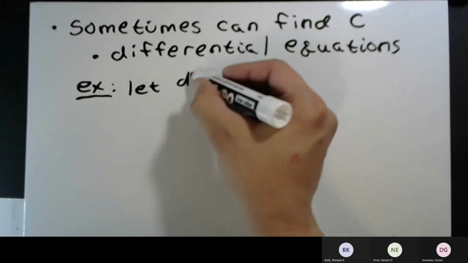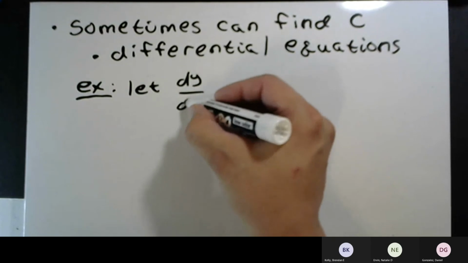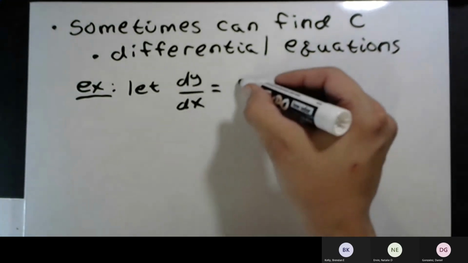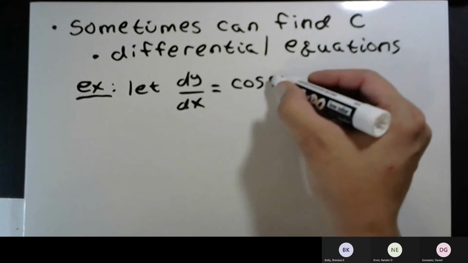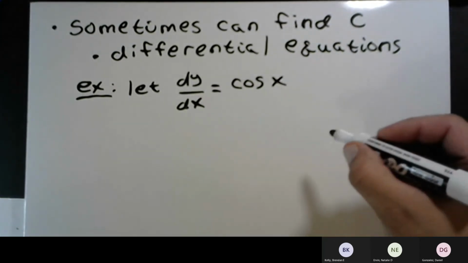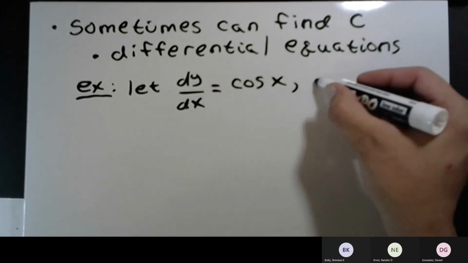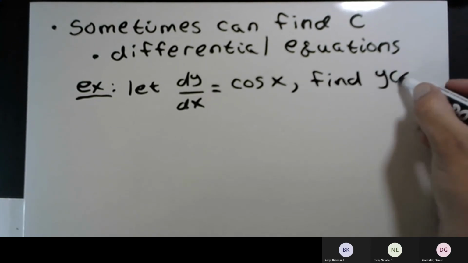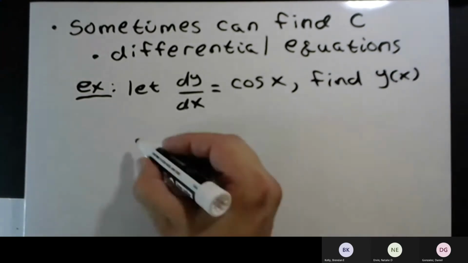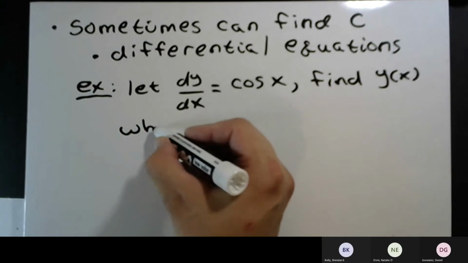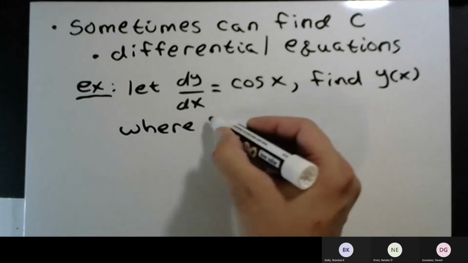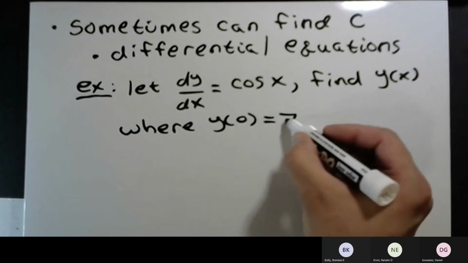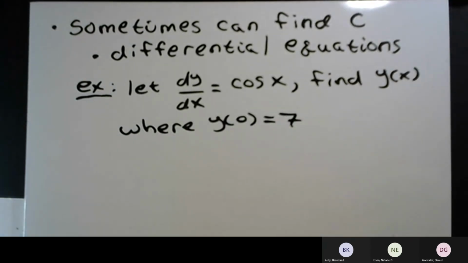So let's let dy/dx be the cosine of x. Find y of x where y of 0 is equal to 7.